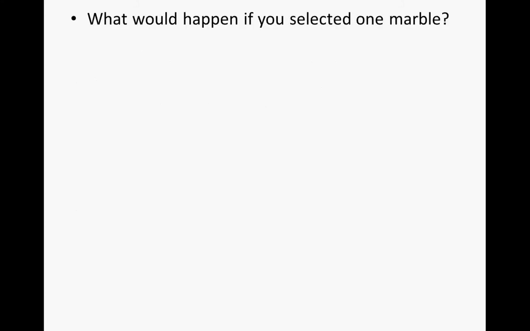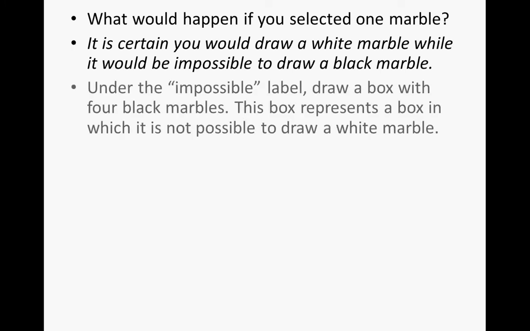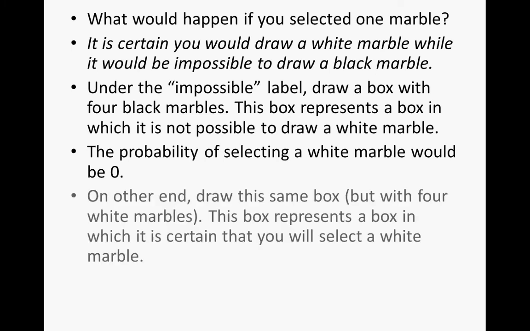Alright, so what would happen if you selected 1 marble? Well, it is certain you would draw a white marble, while it would be impossible to draw a black marble. So under the impossible label, draw a box with 4 black marbles. This box represents a box in which it is not possible to draw a white marble. The probability of selecting a white marble would be 0. On the other end, draw the same box, but with 4 white marbles. This box represents a box in which it will be certain that you will select a white marble.